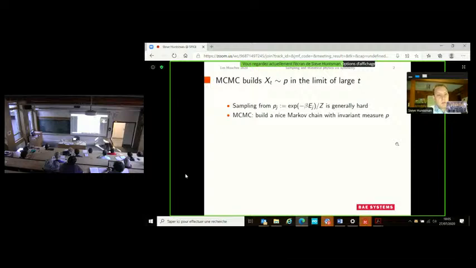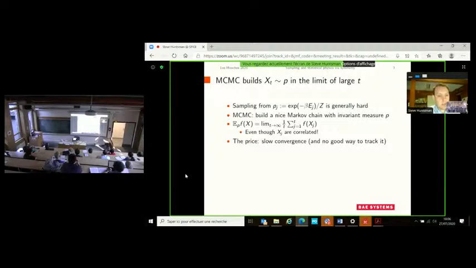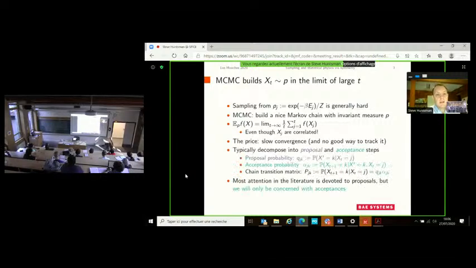So Markov Chain Monte Carlo, I'm sure you all know, builds a Markov chain that approximates the distribution in the limit. The reason is that partition functions are hard to compute, so you want to build a Markov chain that has the desired invariant measure as a workaround. Once you do that, the expectation value of a function does what it ought to, even though the Markov property implies correlation of successive samples. The price that you pay is that convergence is slow, so you'd like MCMC methods that go faster.